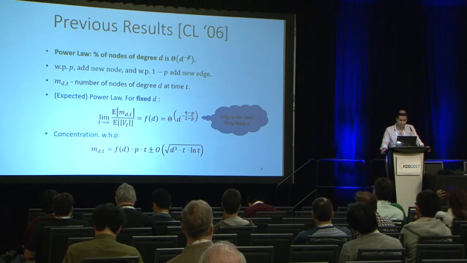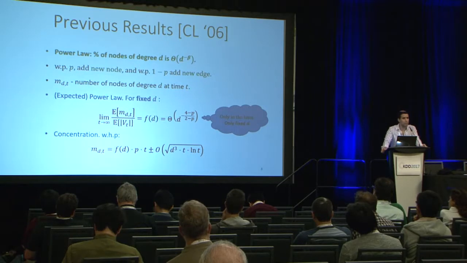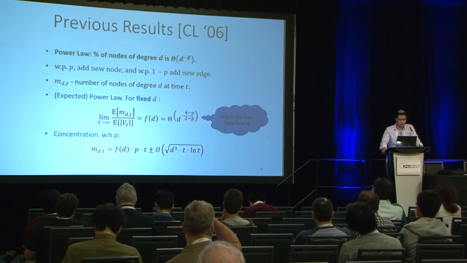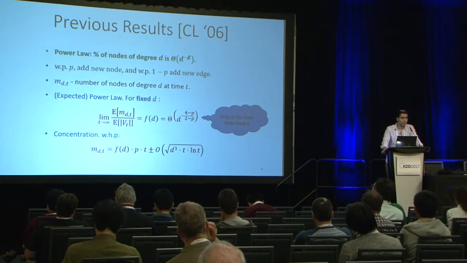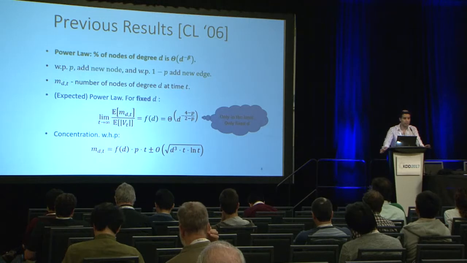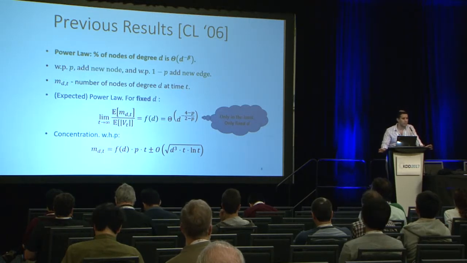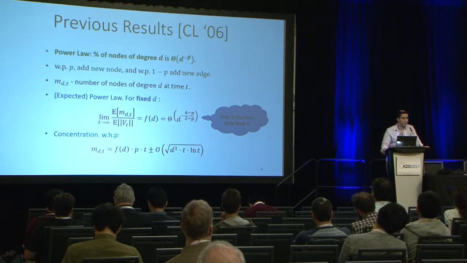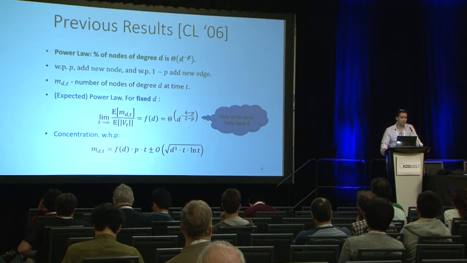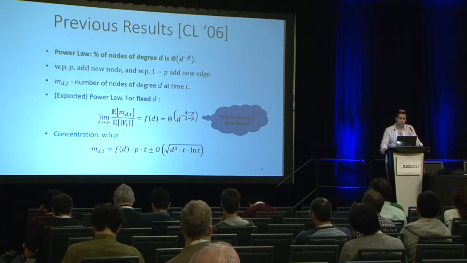And I'm just going to mention a few things that you can improve in these results, why these results are a bit suboptimal. So if you look at the first result, it only tells you about the expectation of M_d,t in the limit, really. In the proof, they can't really bound the expectation, but they can prove that the limit tends to something. So it only works in the limit.